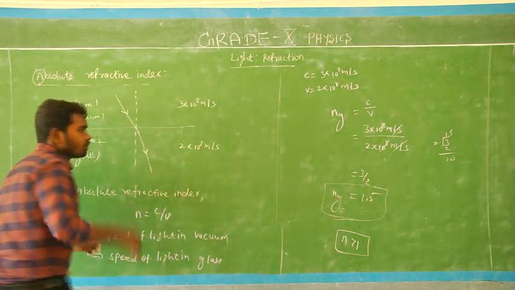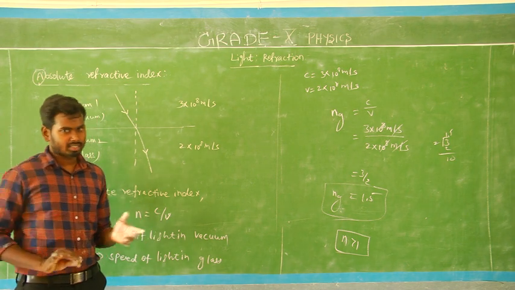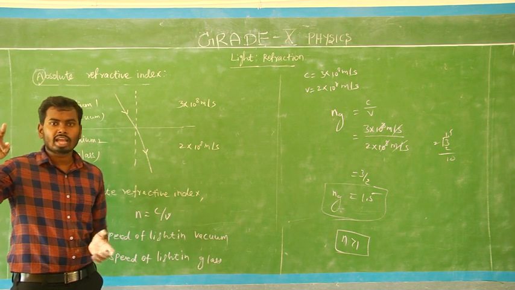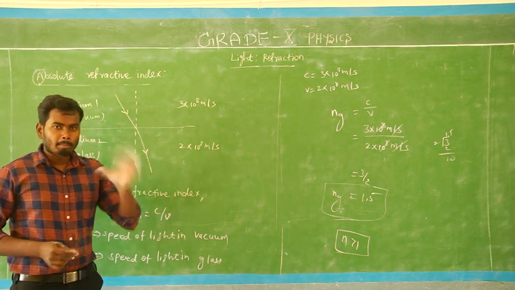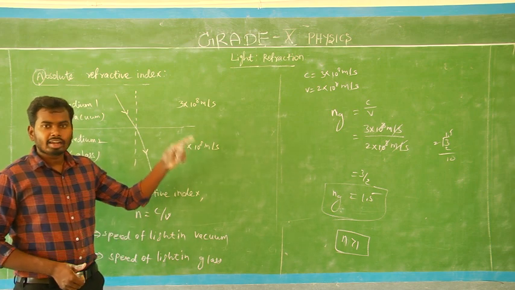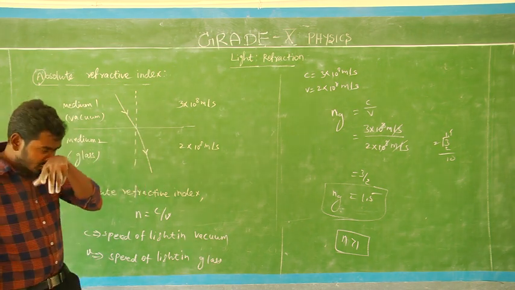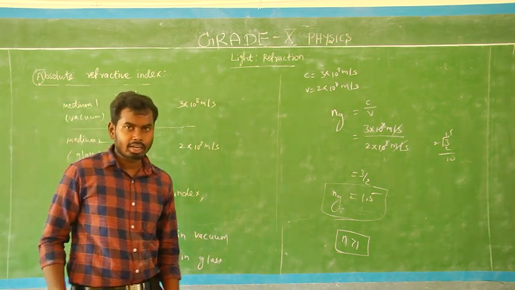So in the relative refractive index, the light speed can increase or decrease, which means the n value can be greater than 1 or smaller than 1. But in absolute refractive index, the value is only greater than 1, which means light speed decreases. Very, very simple.